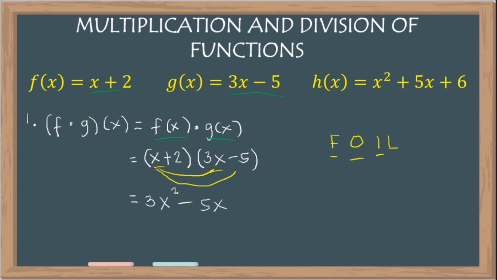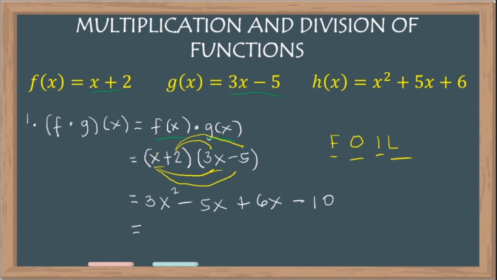So, we multiply itong inner terms. Yan. Positive, no? Parehas positive yan. So, plus 2 times 3x, that is 6x. Then, yung last terms, ito yon. Yan. So, positive times negative, that's negative. So, we write minus 2 times 5, yan ay 10. Okay? Next, simplify yung like terms or combine like terms.